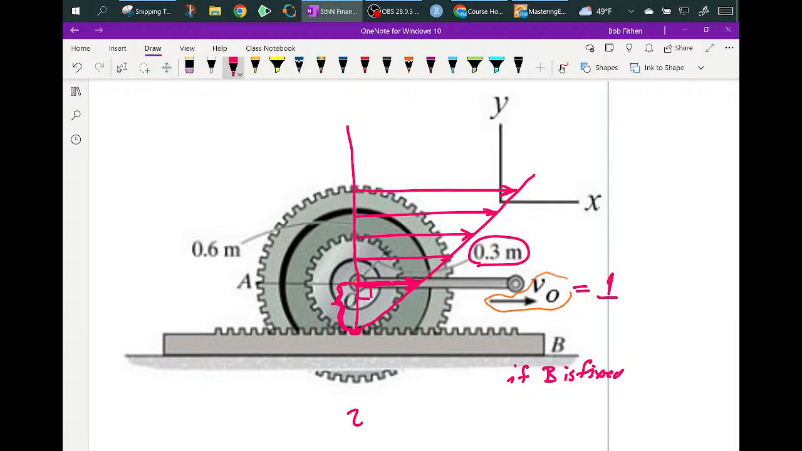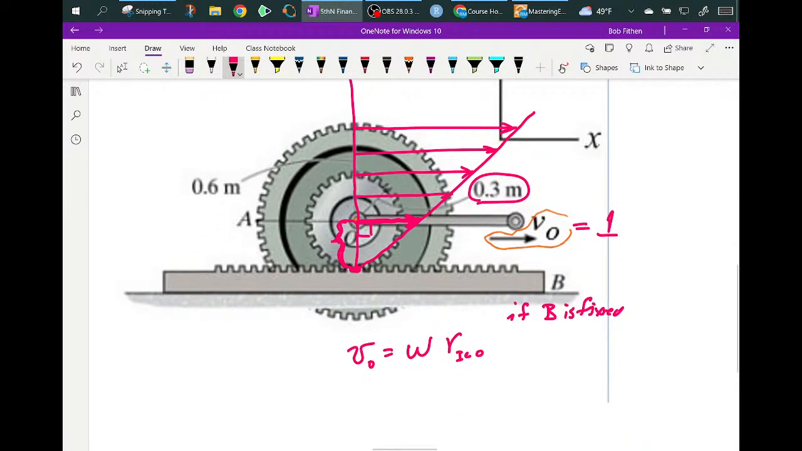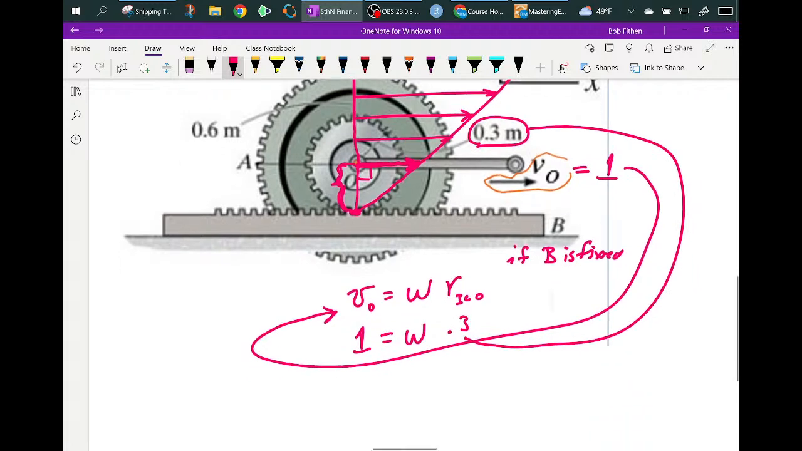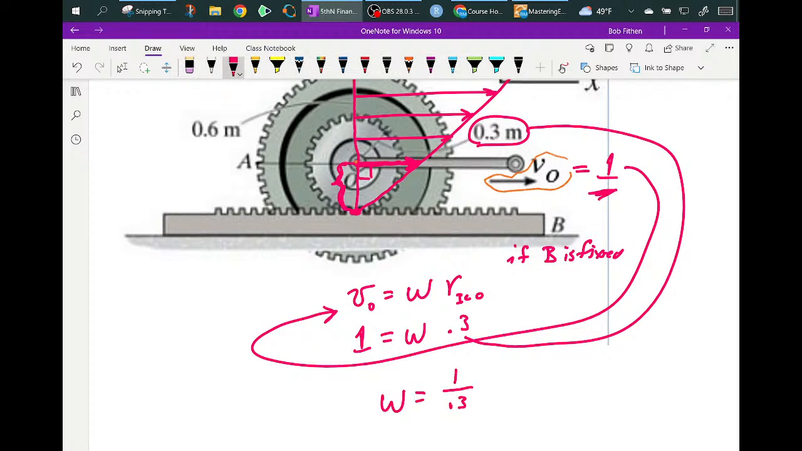So velocity at the O is equal to omega of the wheel times r from the instant center to the O. In this case, the velocity might be 1. I'm just saying it is. Omega is the unknown, and that is your 0.3. So I should have come up with a different value for there, but that's okay. Omega is equal to 1 divided by 0.3.